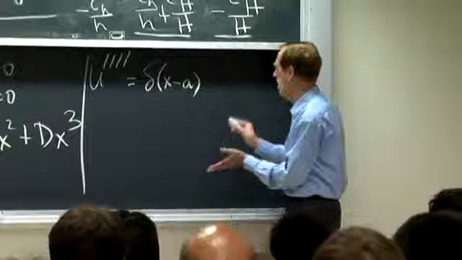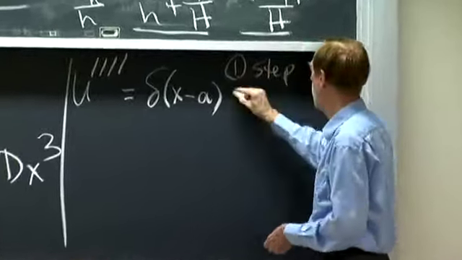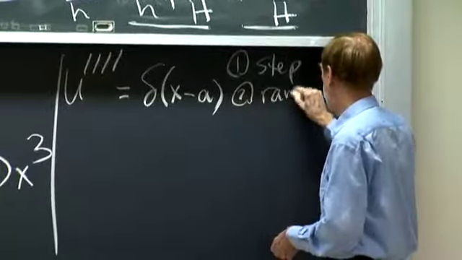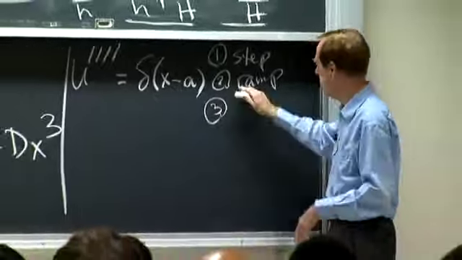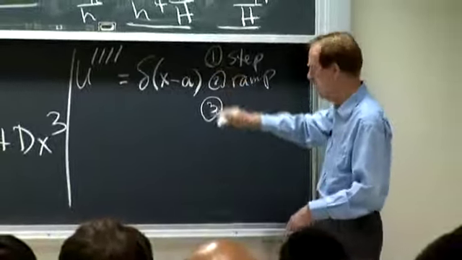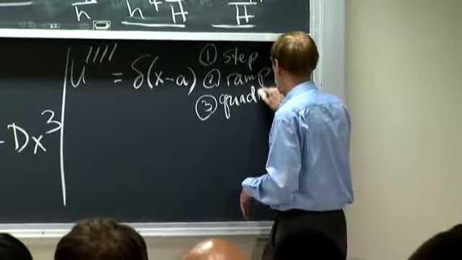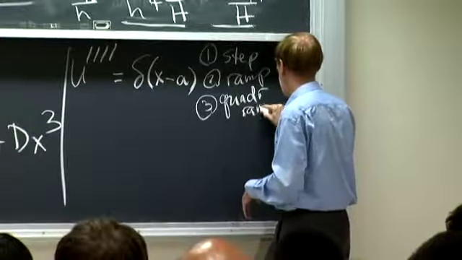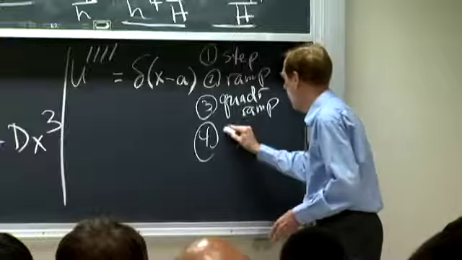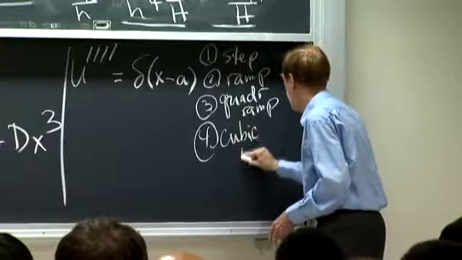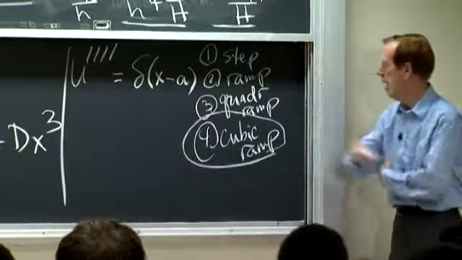Okay, so I integrate. First integral is step. Second integral is ramp. Third integral is quadratic, right? This was linear pieces. The next integral is going to bring me up to quadratic ramp. And the next fourth one is going to bring me up to cubic ramp. Cubic ramp is what I get there.